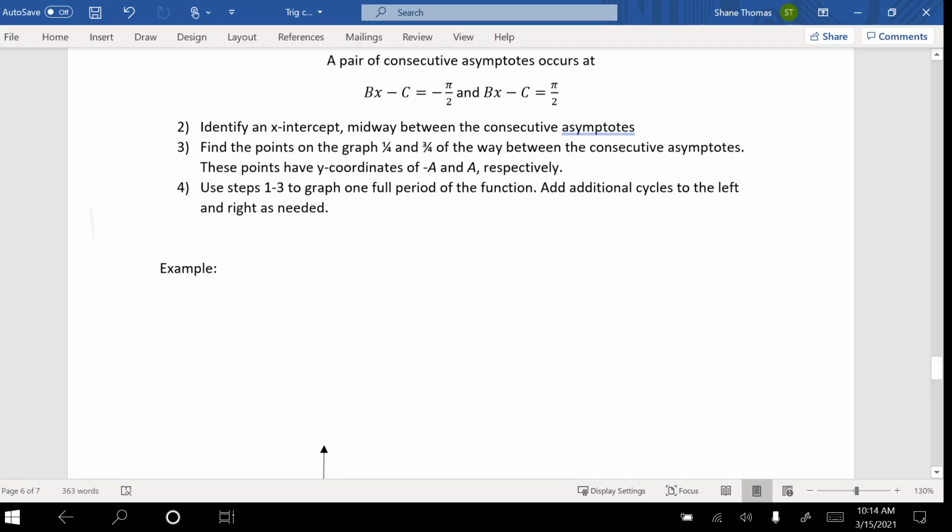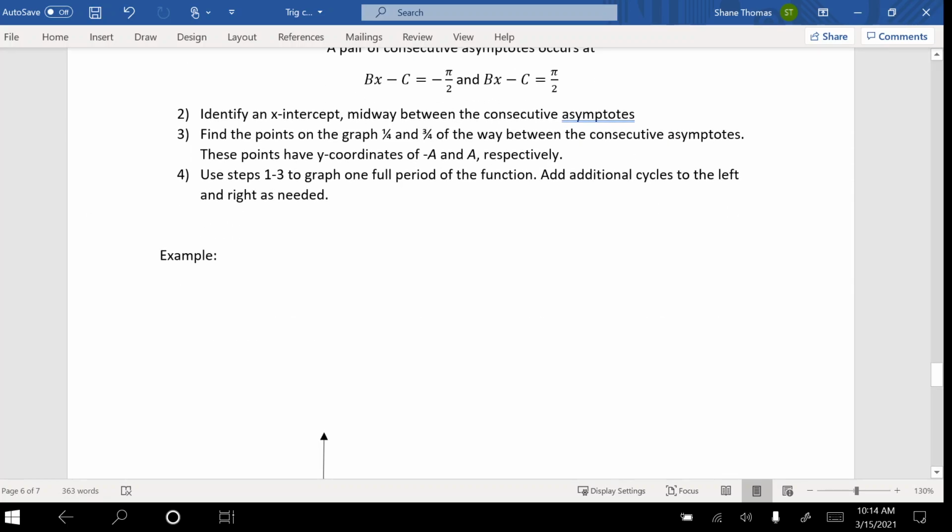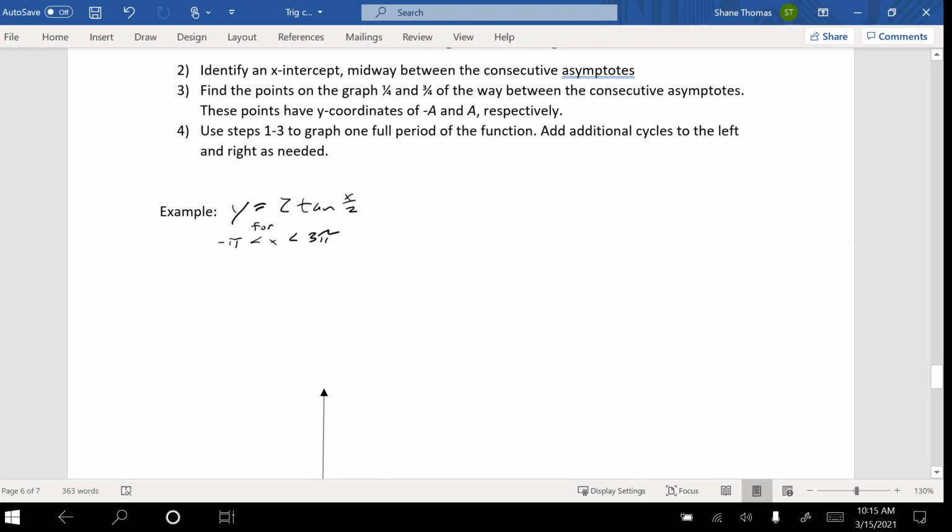All right, so we are going to graph y equals 2 times the tangent of x over 2, and we want to graph it from negative pi to 3 pi. So I'm going to go from negative pi to 3 pi on our graph, and I'm going to follow the steps exactly like they're written up there.